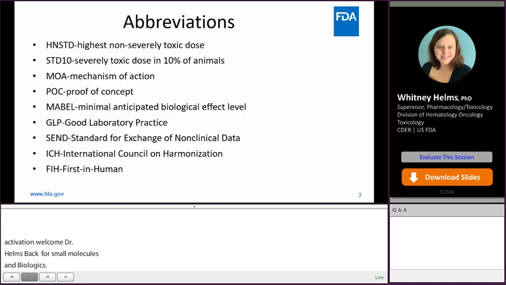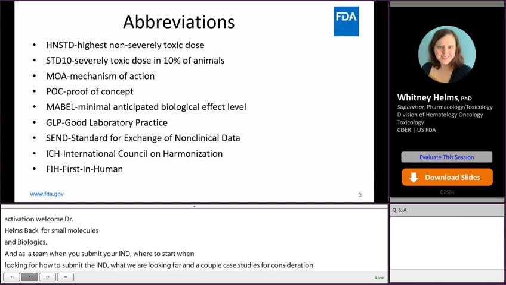Some of the abbreviations that I'll use in this talk include the HNSTD, which is the highest non-severely toxic dose, the STD-10, which is the severely toxic dose in 10% of the animals, mechanism of action is MOA, POC is proof of concept, the minimal anticipated biological effect level, or MABEL, GLP is good laboratory practice, SEND is the standard for exchange of non-clinical data, ICH is the International Council on Harmonization, and FIH is first in human.